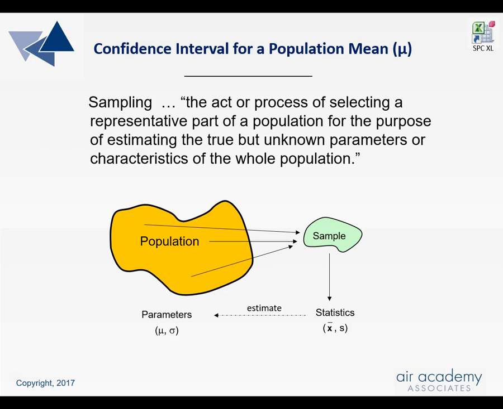So when we sample, we gather data, individual elements or data points from a population. Together they form a sample. From that sample, the software will calculate a mean, or X bar, and a standard deviation S, and those two statistics along with the sample size are going to help us estimate a population parameter such as mu, the population mean. So that's what this is all about. It's about taking sample data and estimating something about the population.